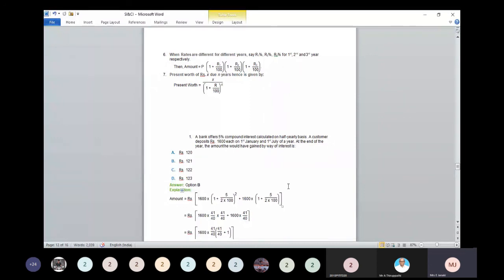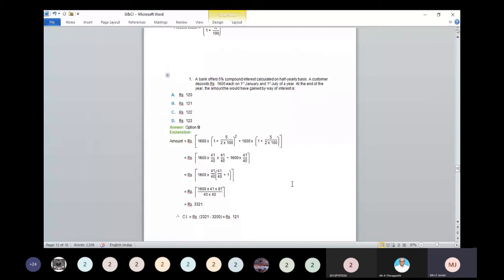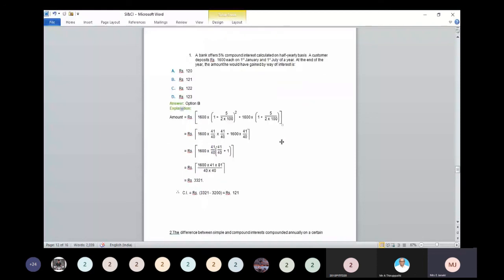Now, for the first amount of 1600, from January it is the first 6 months and the second 6 months, so this is for the whole year, which means n is equal to 1. That's why here 1600 into 1 plus 5 by 2 into 100, take n is equal to 1. When you simplify this result, the amount you are getting is 3321.